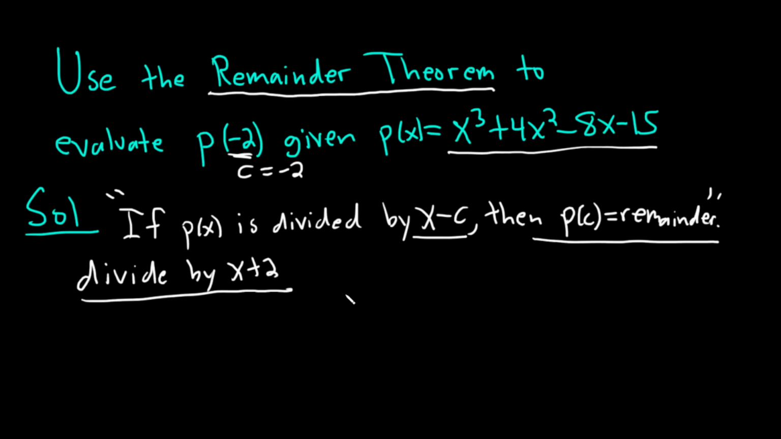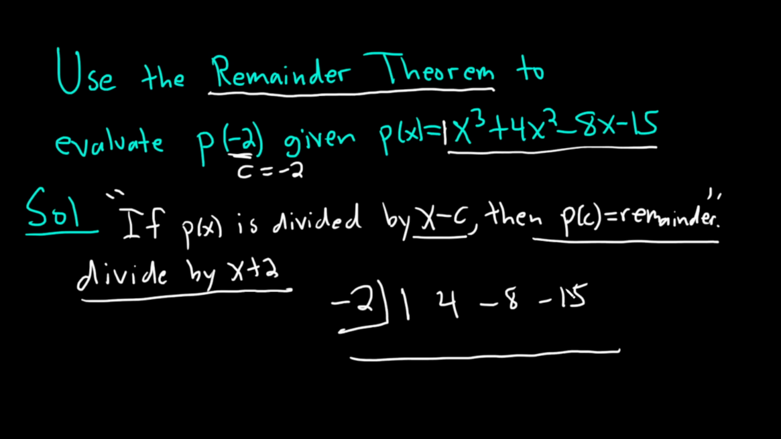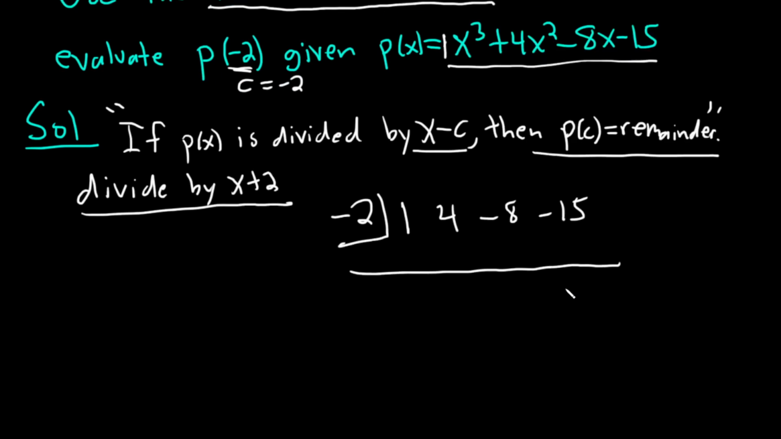So step 1 is to switch the sign. You see how easy it is? You can just take this number and put it here. You can always do that. Now we're going to write down the coefficients: 1, 4, negative 8, and then negative 15. And then you draw a line.